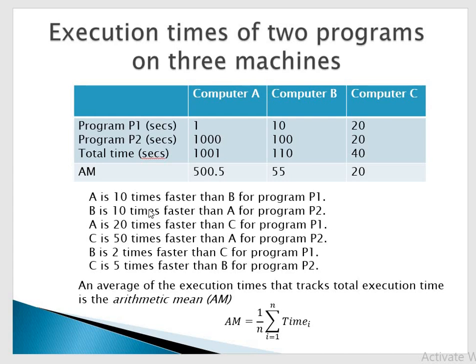Then what will we have to do? We can just take the total time. This is one method. In the third row, the total time of all the two programs is given. For computer A, the total time is 1001 seconds. For computer B, it is 110. For computer C, it is 40 seconds. So from the total time, computer C is the fastest, and computer A is the slowest.